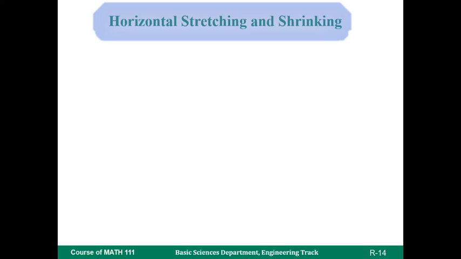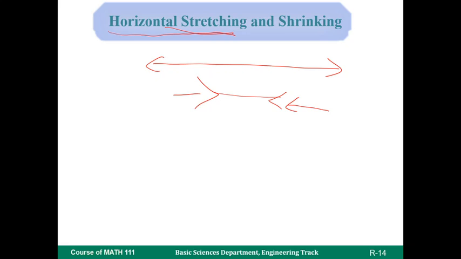Now we will see horizontal stretching and shrinking. This time everything happens in the horizontal axis. So horizontal stretching is this, and shrinking is this, let's say. You go from both sides and you shrink it. Shrink, and this is stretch.